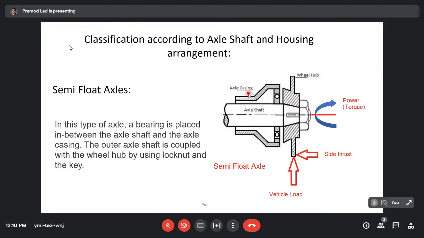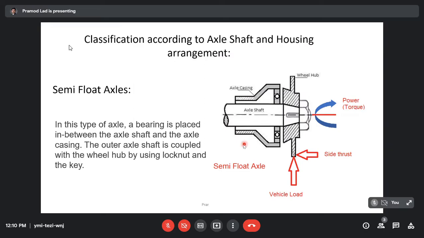Let's move on. So this is according to axle shaft and housing arrangement. First of them is the semi-float axle. In this type, a bearing is placed in between the axle shaft and the axle casing. The outer axle shaft is coupled with the wheel hub by using a lock nut and the key.